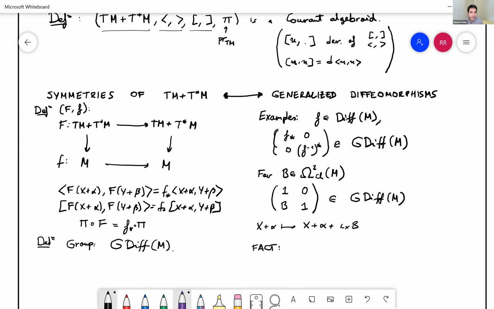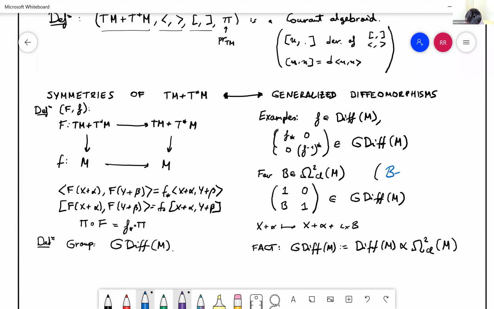and there is something you can prove, putting this as a fact, which is that the generalized diffeomorphisms of the manifold are exactly the semi-direct product of those diffeomorphisms and those closed 2-forms. That means that I have more structure, more transformations preserving this current algebraic structure, but they are just these 2-forms. This, by the way, is what is called B-fields.